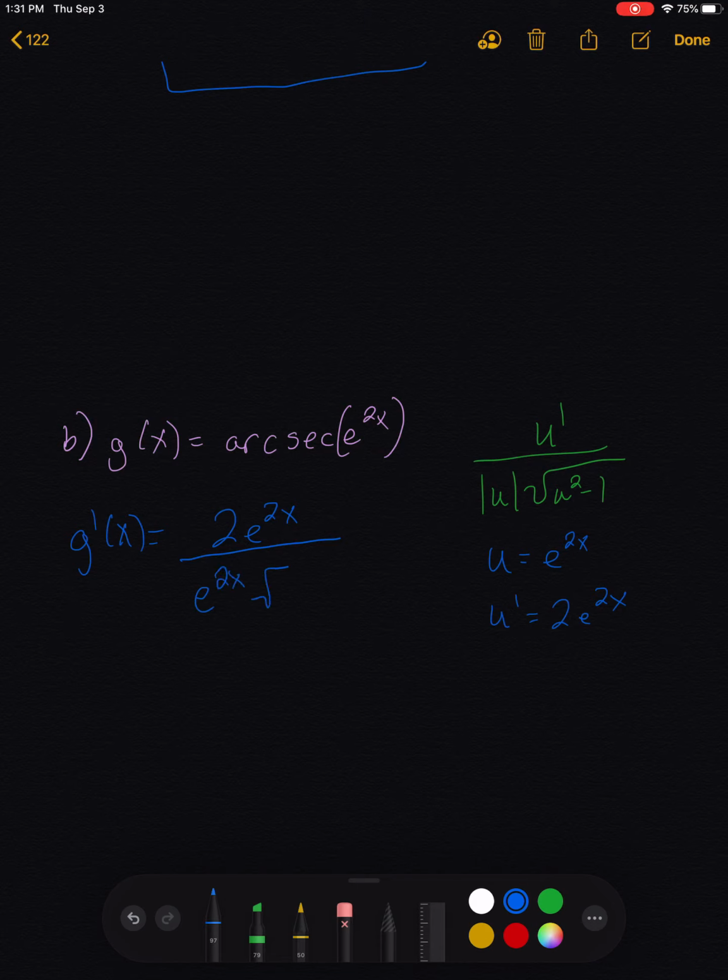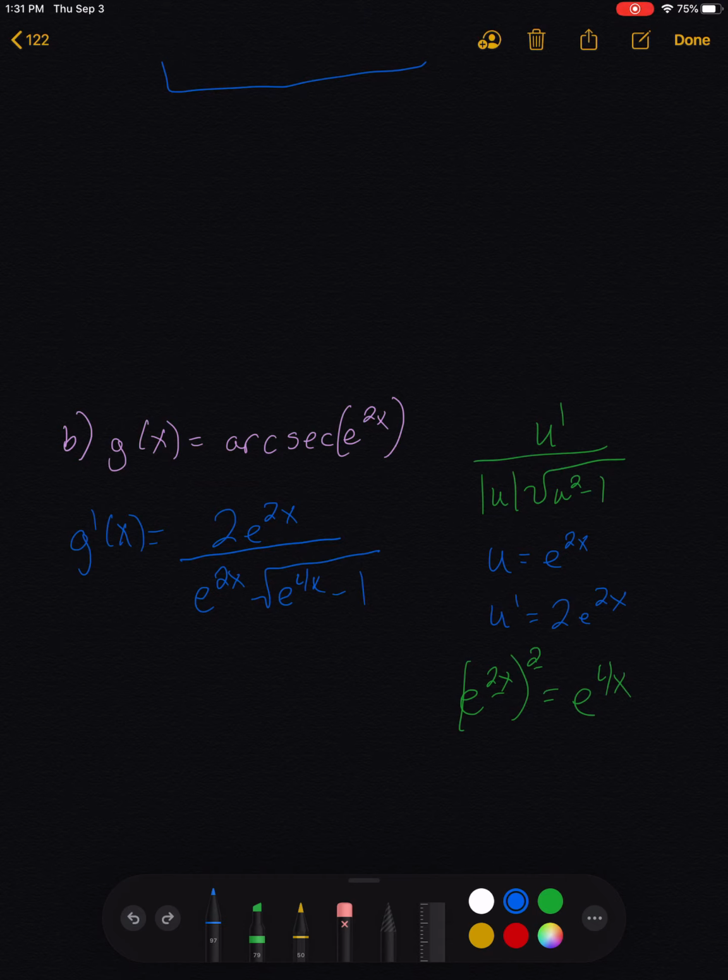And then we have times the square root of u squared, so e to the 2x squared would be e to the 4x, minus 1. And if you want to note off to the side, when we take e to the 2x and square it, remember powers raised to powers get multiplied together, and that's where I'm getting e to the 4x from. Okay, so there's our derivative there. Again, not too bad. Oh, actually, sorry, I shouldn't put a box around this yet.